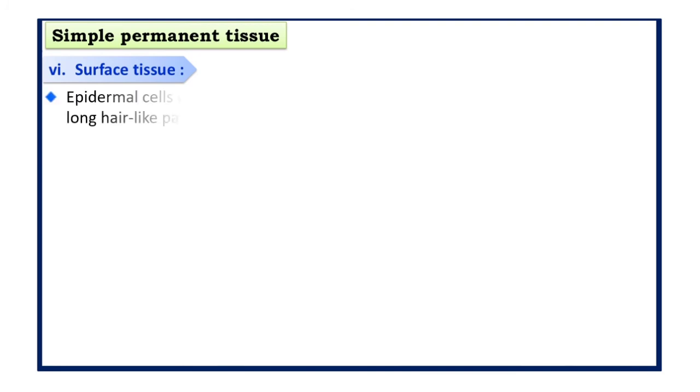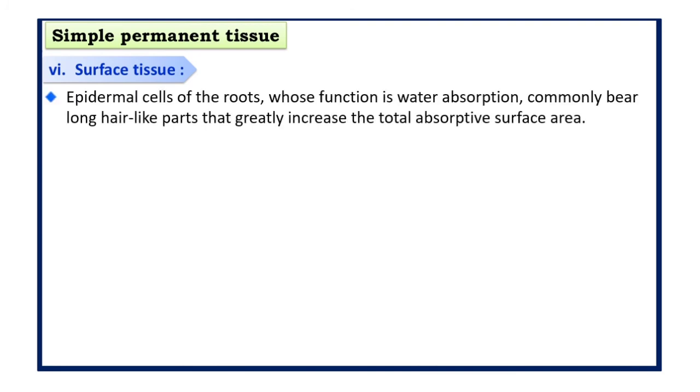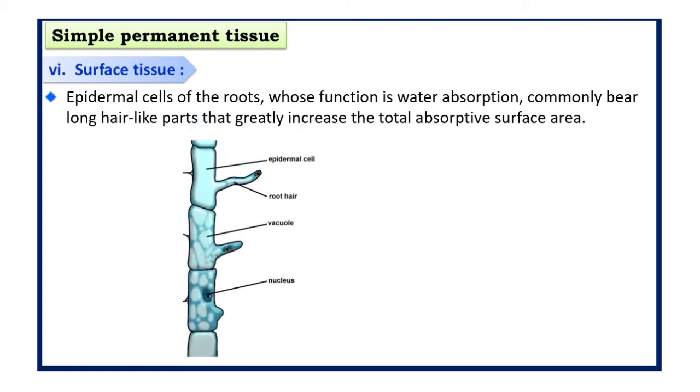Cells of the roots, and we know that the function of the root is water absorption, commonly bear a long hair-like part which helps them to increase the total absorptive surface area. That is, the more hair, or the longer the hair is, the more absorption of water can be done with the help of the root. So the epidermal cells of the root, or the surface tissue of roots, help in water absorption.